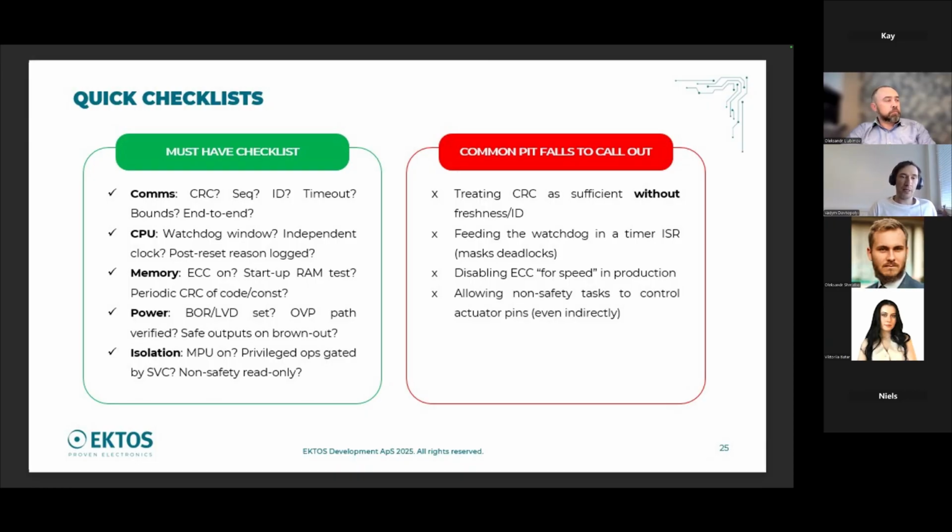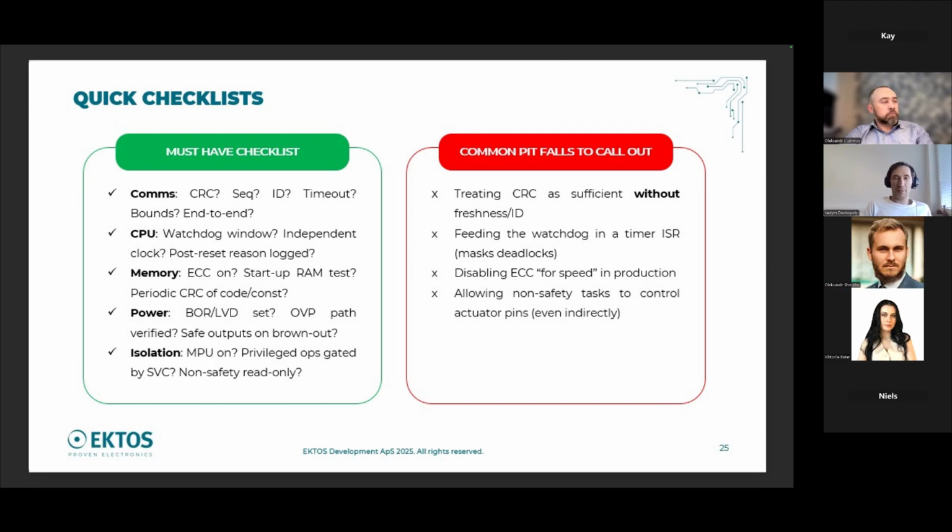And of course, isolation. Do you use MPU? Do you use privileged operation gates to correctly enter and transfer data between safety and non-safety part?